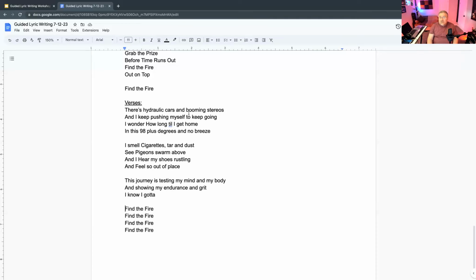There's hydraulic cars and booming stereos. This might be, as I keep pushing myself to keep going. As I keep pushing myself, I keep going and wonder how long till I get home. In this 98 plus degrees and no breeze, I smell cigarettes, tar, and dust, see pigeons swarm above, and I hear my shoes rustling, and I feel so out of place. This journey is testing my mind and my body and showing my endurance and grit. I know I gotta find the fire, find the fire.